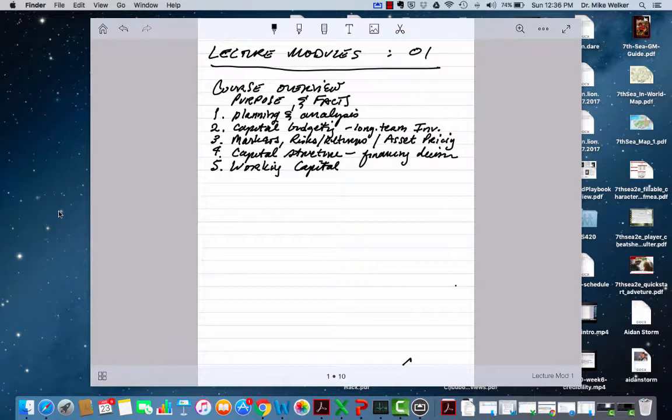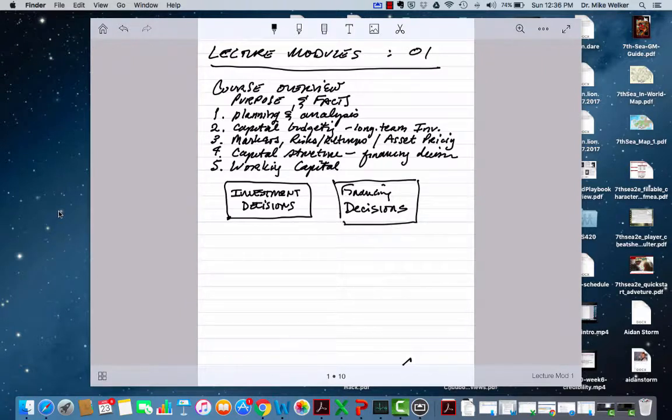Important to note that really the course is pretty straightforward. It's dealing with investment decisions. What project do I want to invest in? And we're looking at financing decisions. How will I pay for these projects? Now, a third area, which we won't get to, but you should know about, is known as the dividend decision.